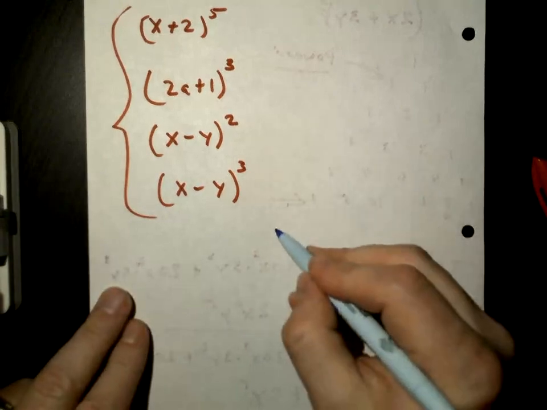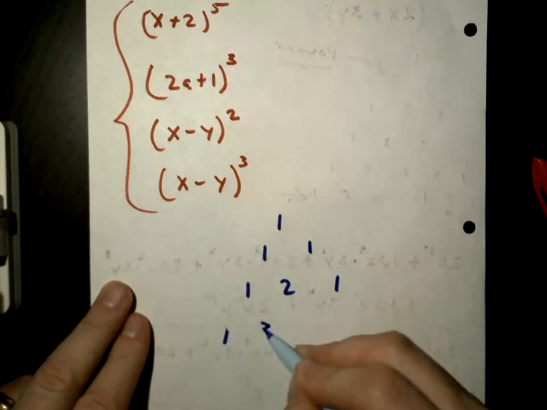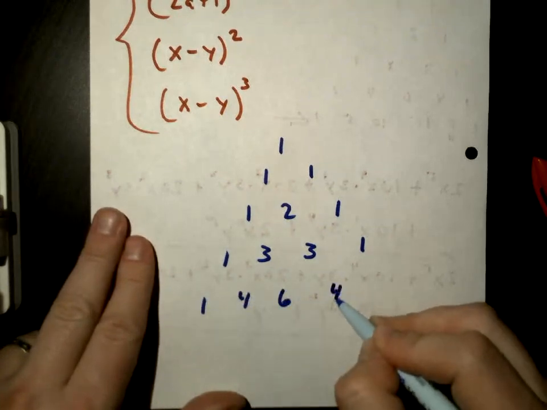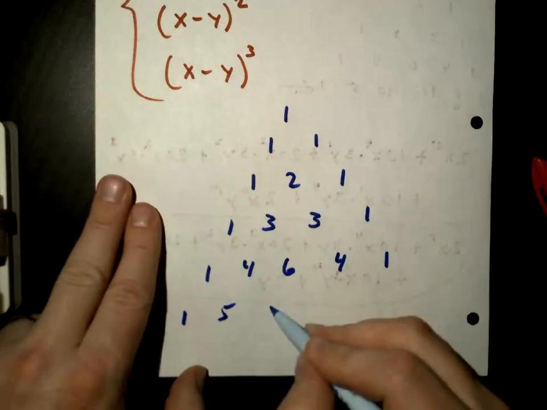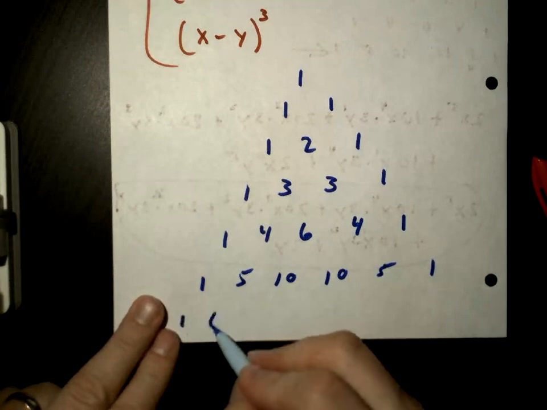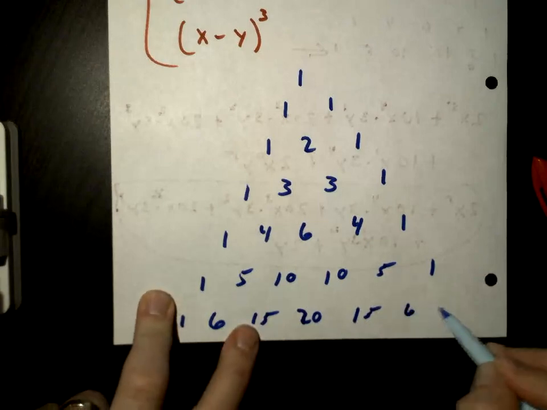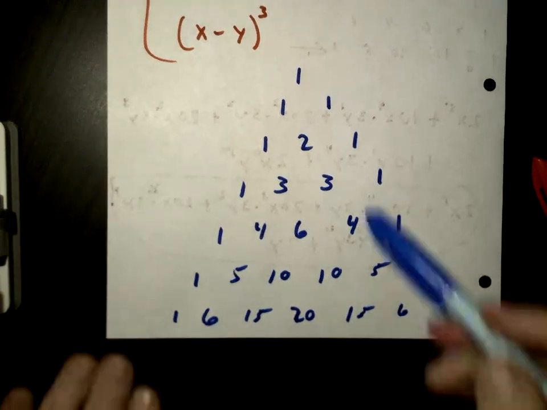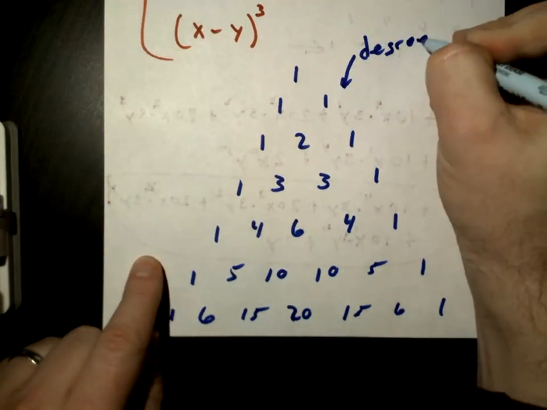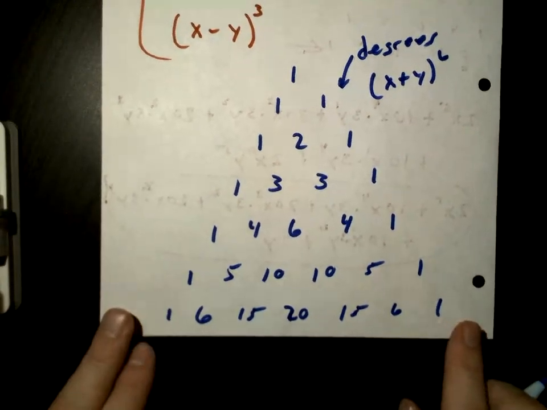So one more time, the Pascal's triangle, start with 1, 1, 1. Add those two, 1, 1. Add those two, 1. Add, 1, add, 1, add, 1. Let's go to 6. 1, 6, that's 15. Oops, 20, 15, 6, and 1. And you can keep on going. But these are the degrees, remember. So if you see something like x plus y to the 6th power, those are the coefficients there.